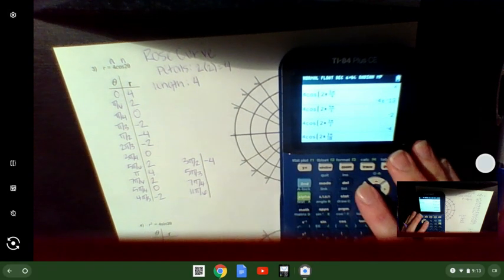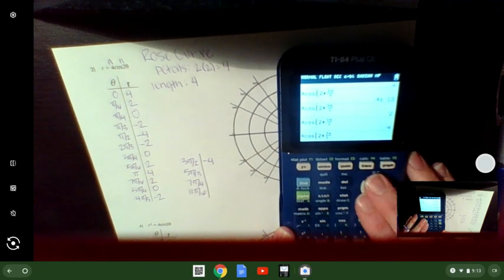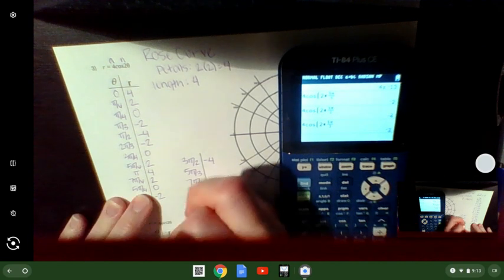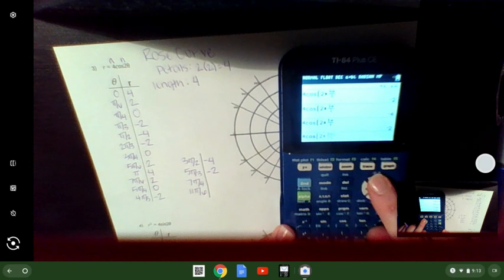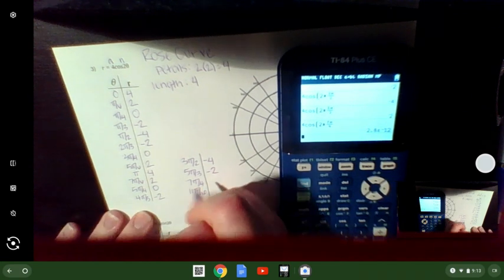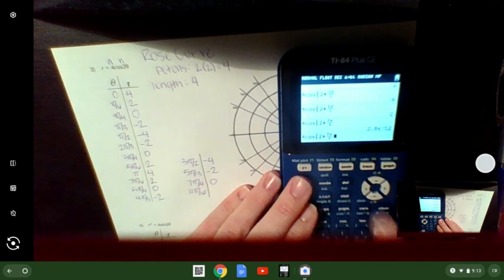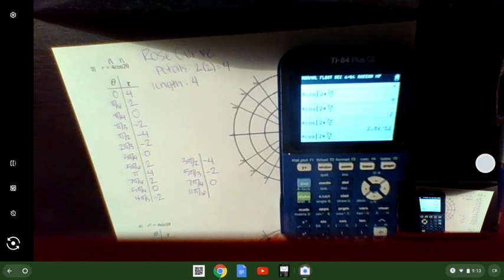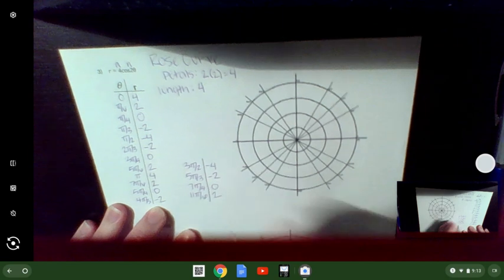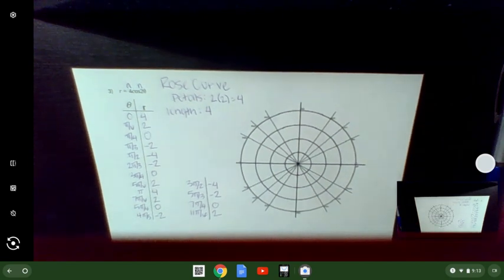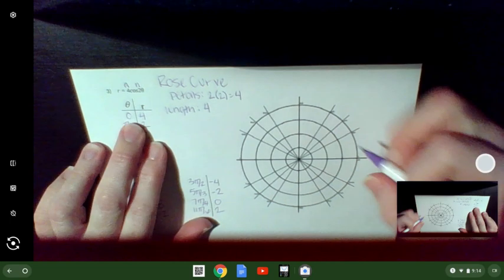Notice we're getting a lot of the same points, so that actually is going to tell us something here. We'll talk about that more shortly. Almost done. Again, that would be a 0 and 11 pi over 6, 2. Perfect. Okay, all the way around the unit circle. We named it, identified the shape. We know key points about it, so let's plot the points.